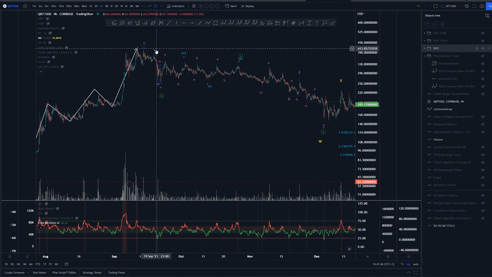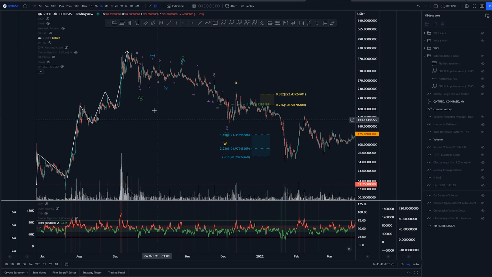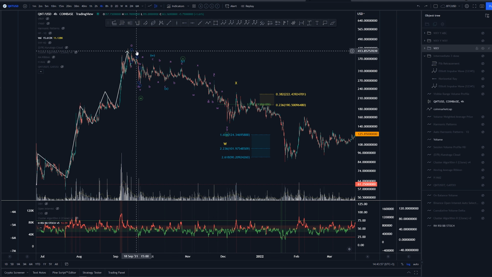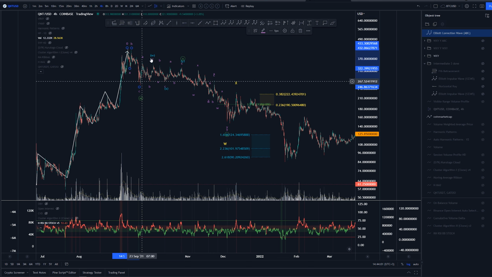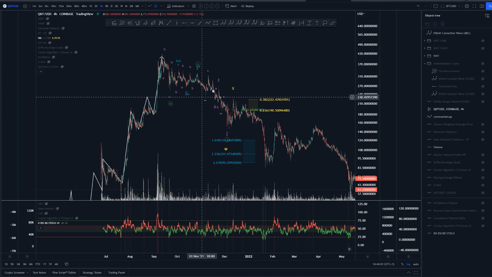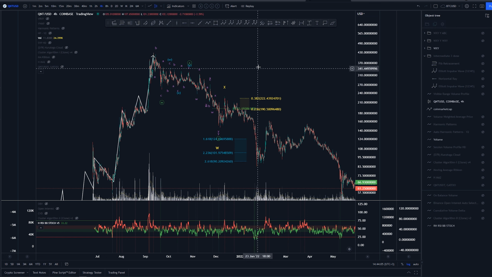Did I label this 1, 2? Looks like I did. I don't think that is right. Oh yeah, it is that last bit here that is the 1, 2, 3, 4, 5. But overall, starting from the all-time highs here, that's the ABC. There we go. So let's start again.